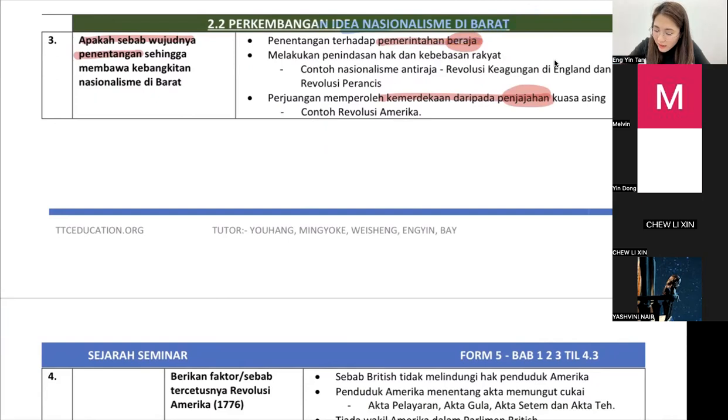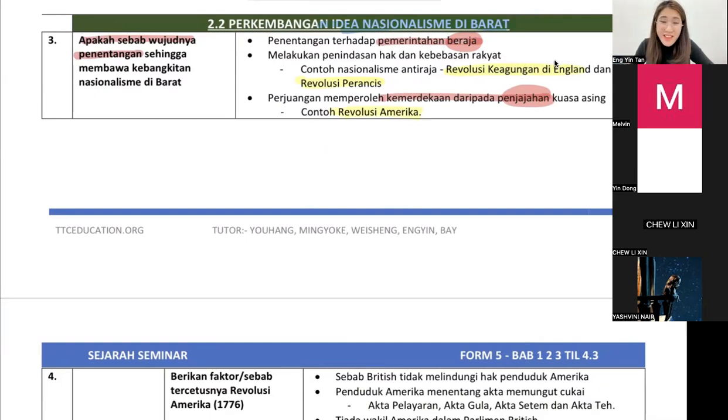The England government. If you're asking me, I will memorize that. Revolusi Keagungan di England. The British started first. And then Revolusi Perancis. They go against the king. Remember? King Louis, everything okay? Penjajahan, Revolusi America. They want to get merdeka dekat sana. You still remember this one?